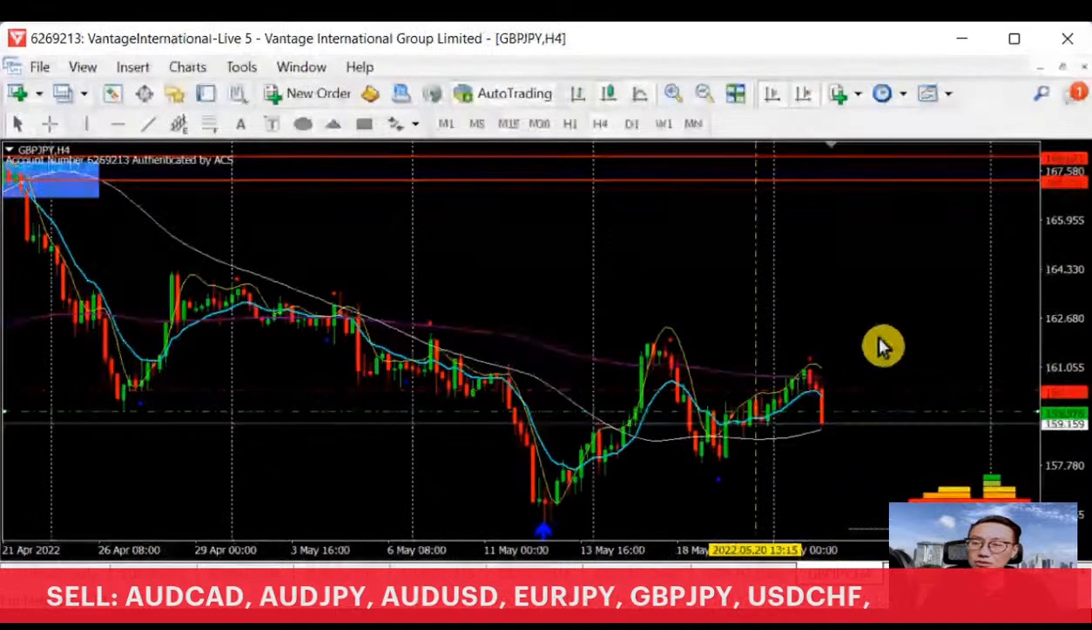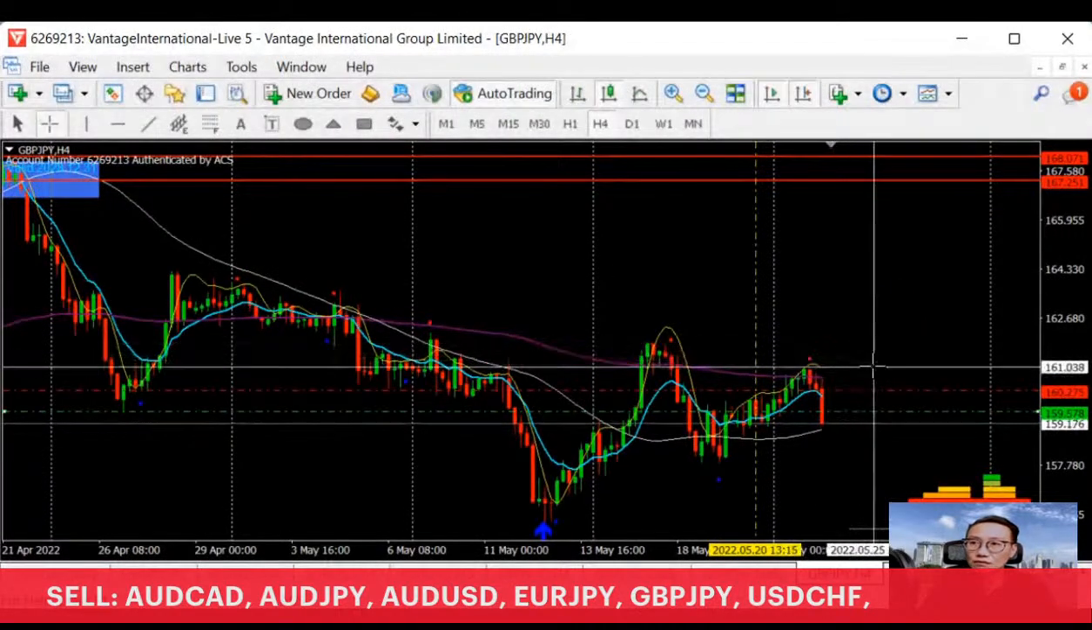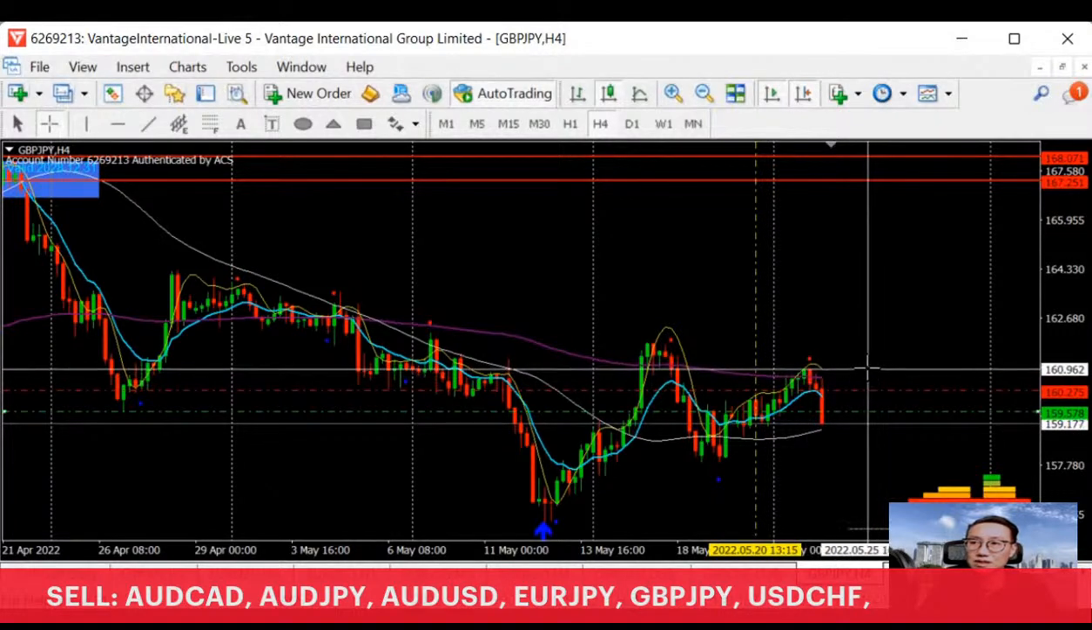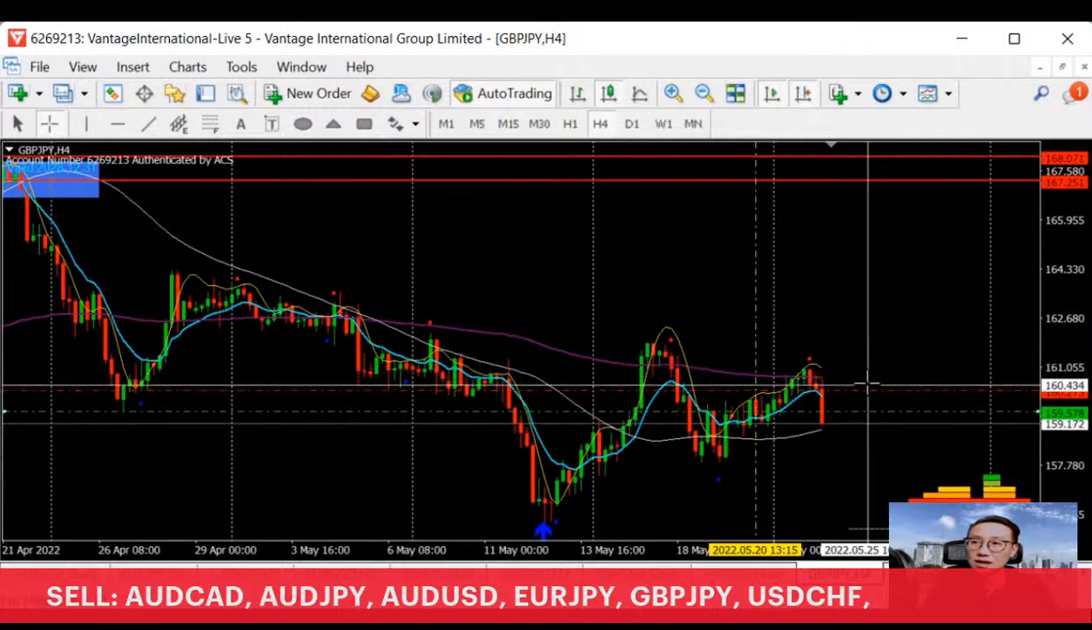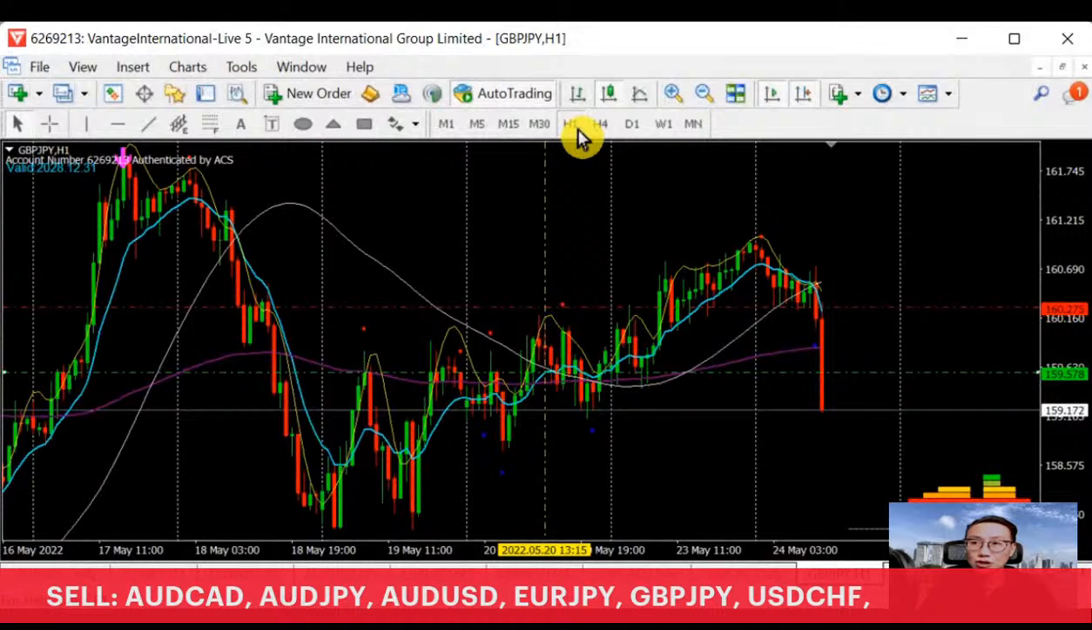H4, I'm plotting out. Okay, where is my resistance? Let's say over here, there's one resistance. It came to this resistance level yesterday, to the high, and now finally come down. And now what is the situation in H1?